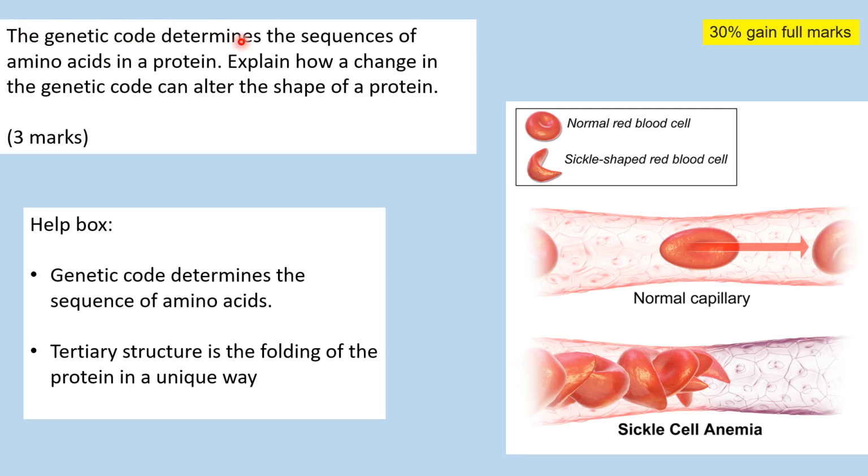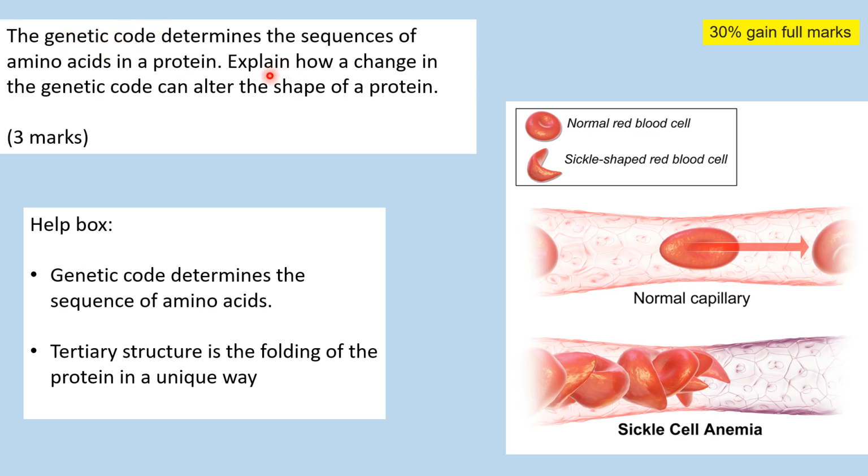The genetic code determines the sequence of amino acids in a protein. Explain how a change in the genetic code can change the shape of a protein. What you're going to do now is highlight the keywords. The genetic code is talking about the DNA, which determines the sequence of amino acids in a protein. So it's talking about the primary structure of the protein. That sequence of amino acids, which order it goes in, is decided by your DNA genetic code.